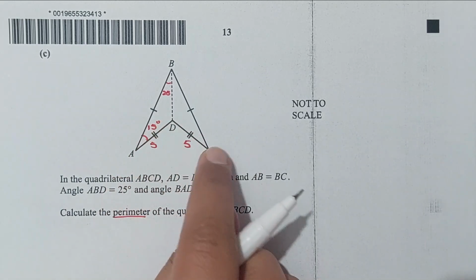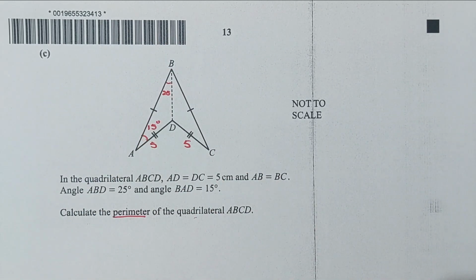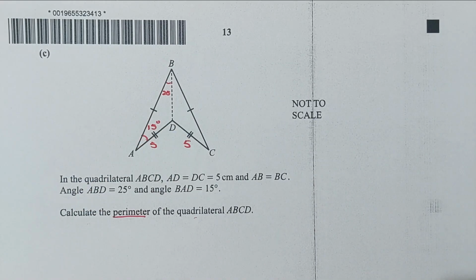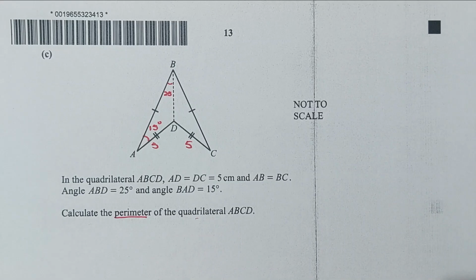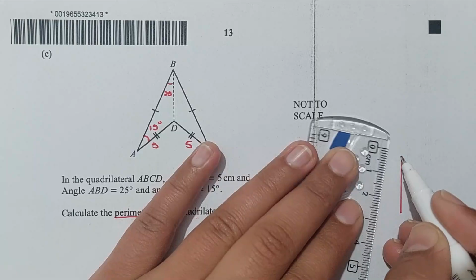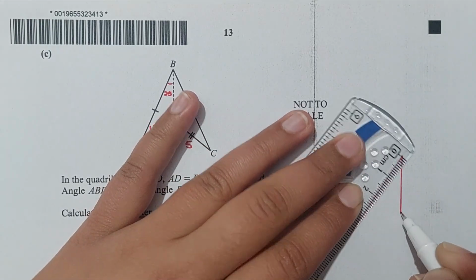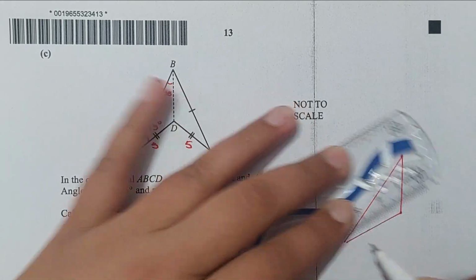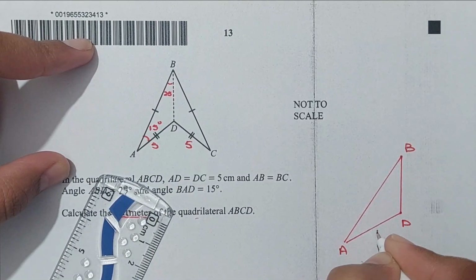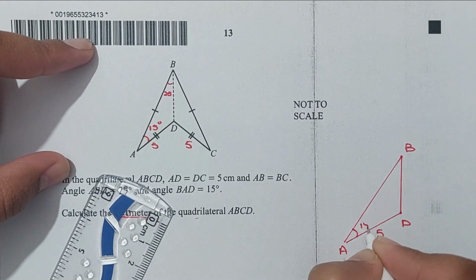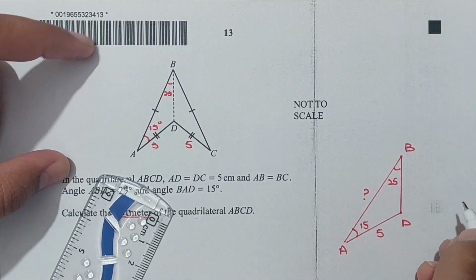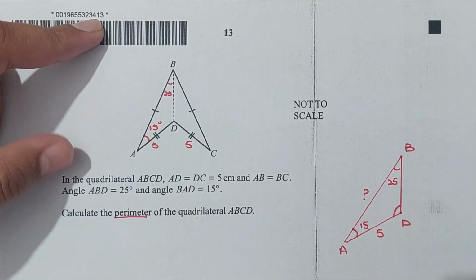So this side is 5, this side is 5. These are the same sides. All right, so let me solve for AB. Let me draw this triangle B, D and A. This triangle A, B and D. This length is 5. This angle is 15. This angle is 25. We have to solve for the length AB. Okay, let me solve for the third angle of the triangle.